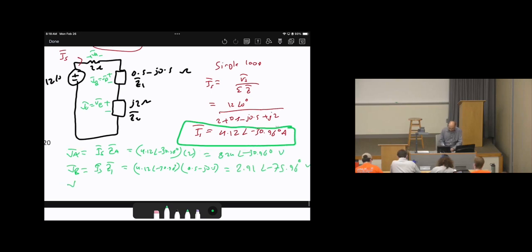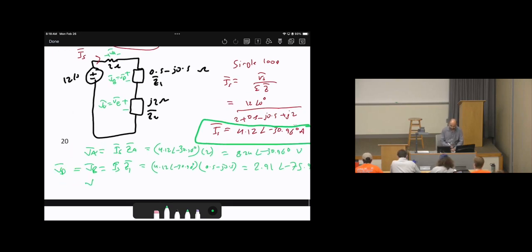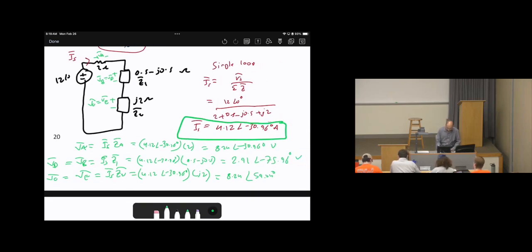Then VB again is the same as VD bar. Then VC bar equals VE bar, which will be IS bar times Z2 bar, which is 4.12 angle negative 30.96 degrees times j2. So it will be 8.24 angle, I think, 59.04 degrees volts. Okay? You can say volts or volts RMS. Both of them, I'm okay with it.